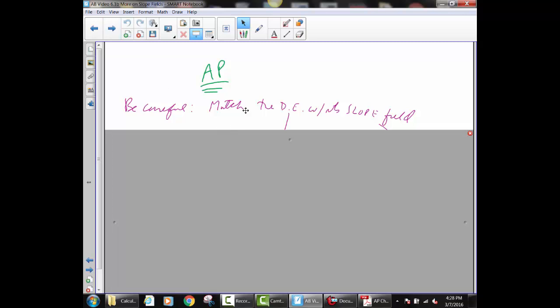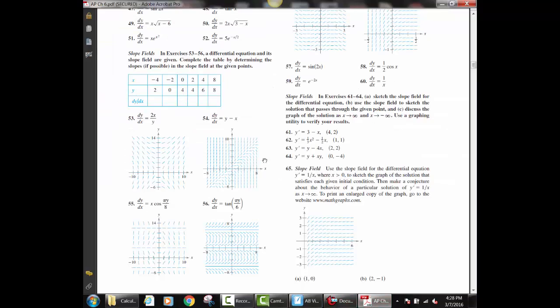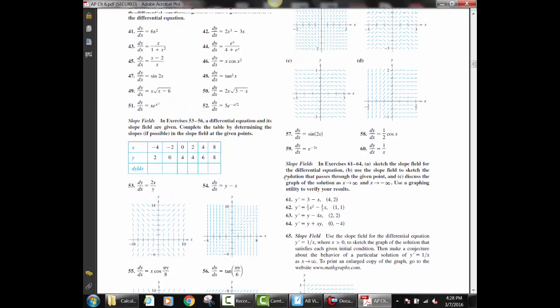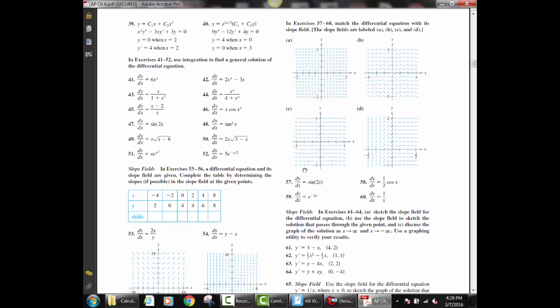Okay, so be careful. On the AP, they're going to ask you to match the differential equation with its slope field, similar to 57 through 60. They give you 4 slope fields and they want you to decide which one of these is the slope field for which differential equation.